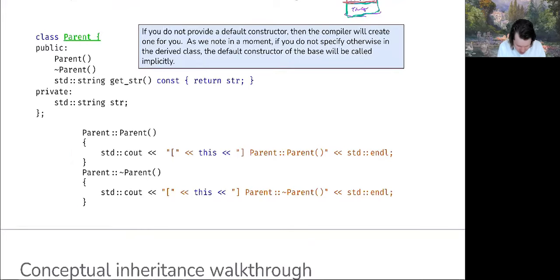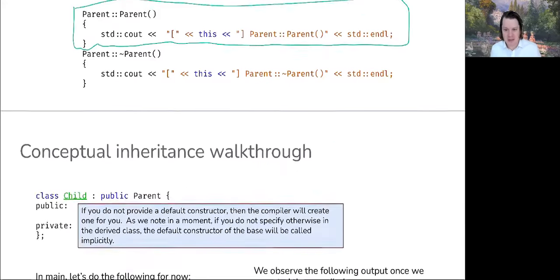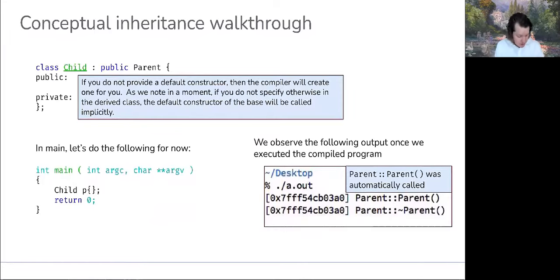Whoops, there's a destructor there too. Let's just focus on the default constructor. This doesn't do anything interesting except print out the address of the object that's being created and communicate that, hey, we're in the base class default constructor. So if we go ahead and just create child P, notice here that the parent constructor was automatically called. And we'll get into this a bit more, but also notice that the parent's destructor was implicitly called as well. And notice that we haven't even defined a default constructor for our child class.